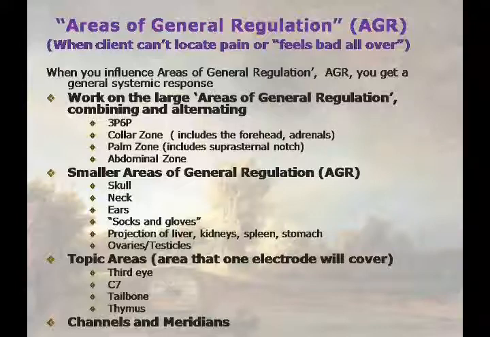Smaller areas of general regulation would, if we go from the top to the bottom, skull is a general area of regulation.